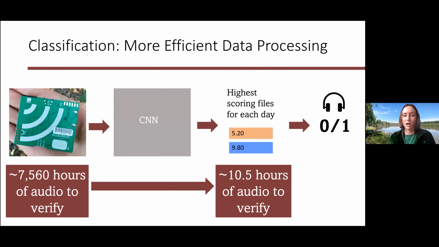To give you an idea of how much more efficient this makes our data processing, if I was to manually verify the initial audio files from one season of our data, I would have about 7,560 hours to go through. Once we put it through the machine learning model, I only have 10 and a half hours of audio to manually vet. So it's massively more efficient and saves us a lot of time by using these classifier models.